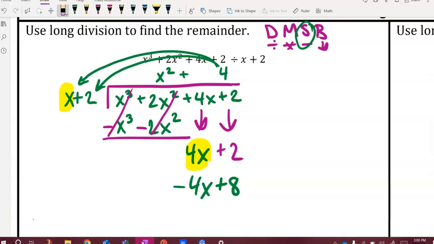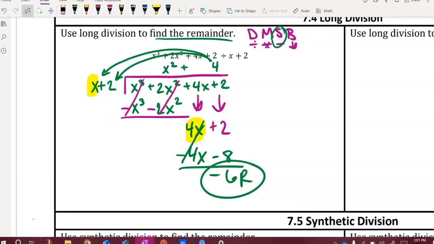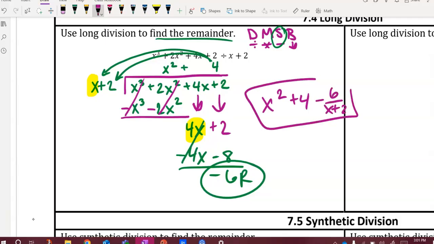Okay, so we need to change signs because we are subtracting. 4x minus 4x cancels, and 2 minus 8 is negative 6. So it says find the remainder. Our remainder here is negative 6. If we wanted to say our answer or the quotient, we have x squared plus 4 minus 6 over x plus 2. This would be our final answer.